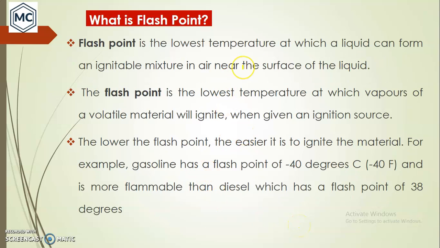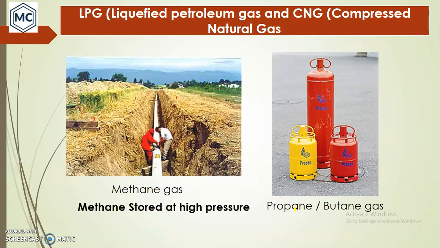And flash point is the lowest temperature at which a liquid can form an ignitable mixture in air near the surface of the liquid. It is the lowest temperature at which vapors of a volatile material will ignite when given an ignition source. The lower the flash point, the easier it is to ignite the material. For example, gasoline has a flash point of minus 40 degrees and is more flammable than diesel, which has a flash point of 38 degrees.